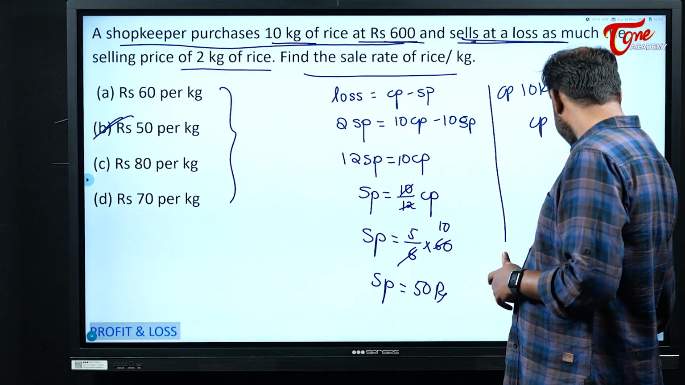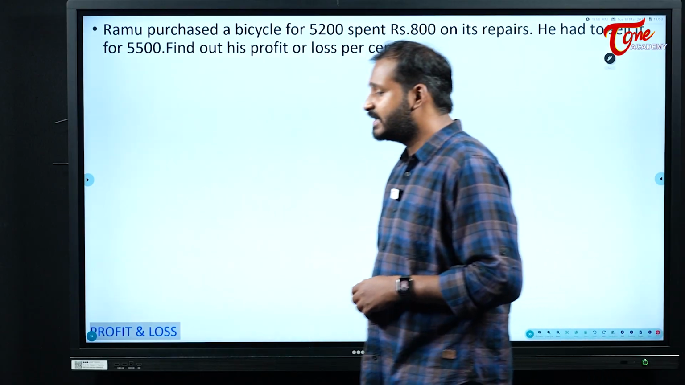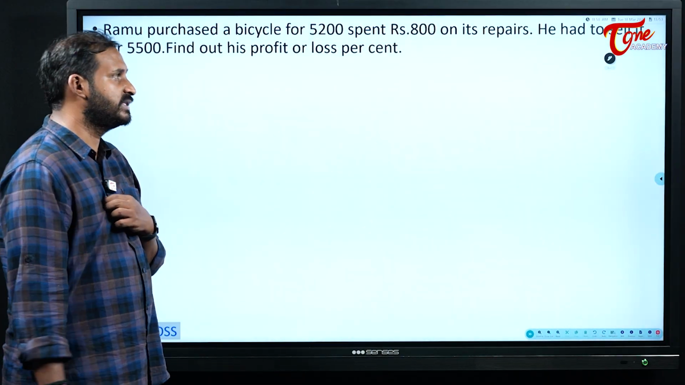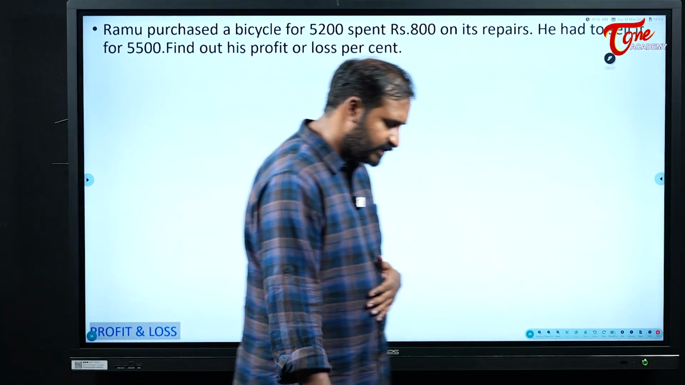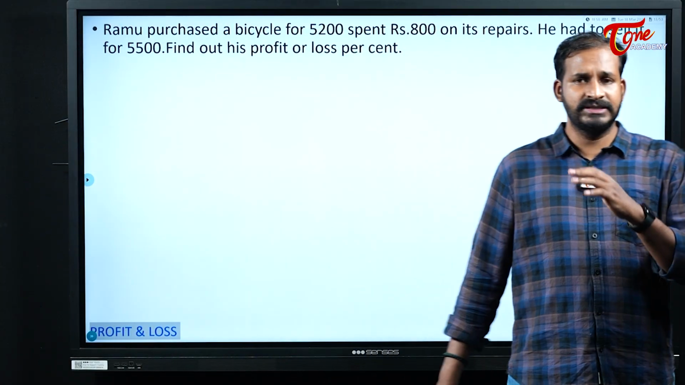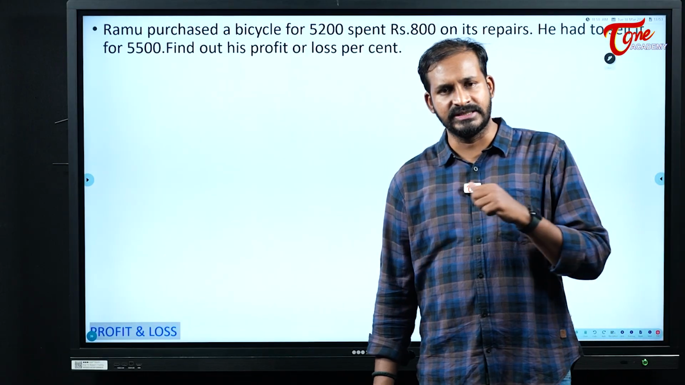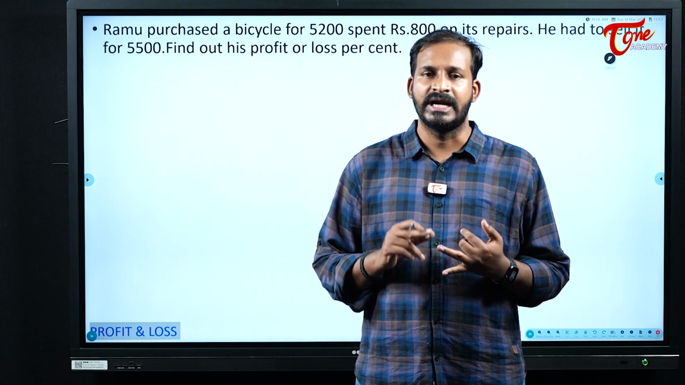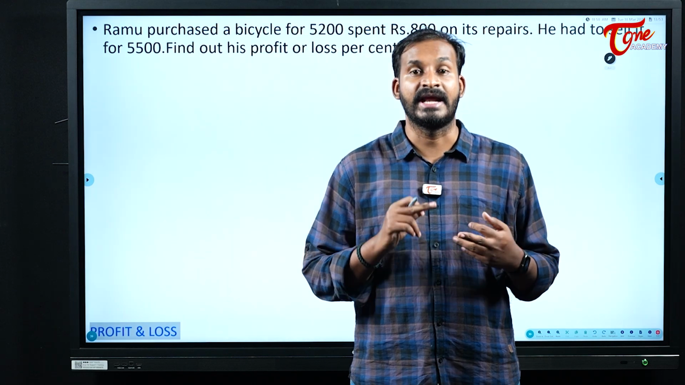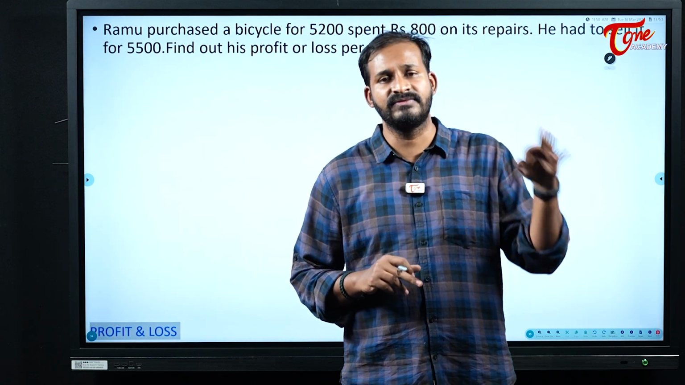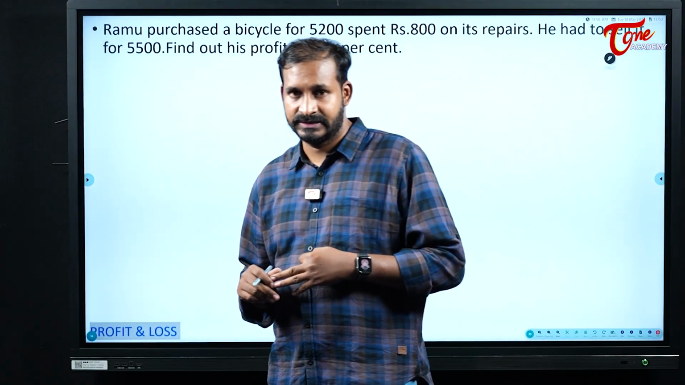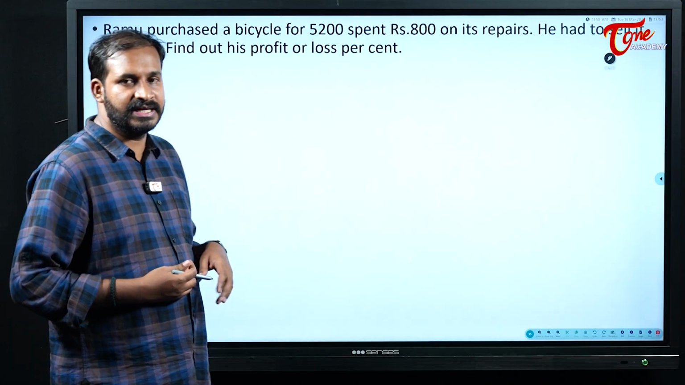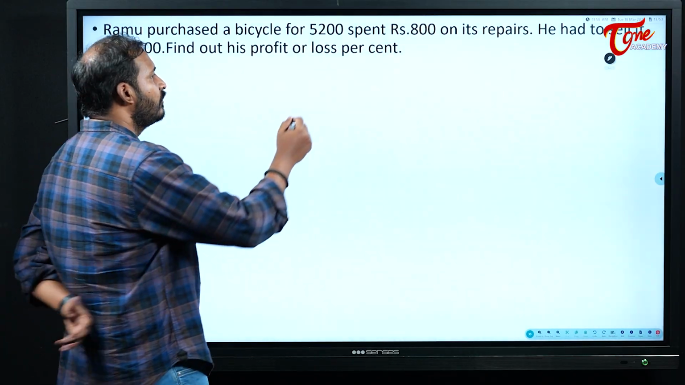Okay, next one. Ramu purchased a bicycle for 5200 and spent rupees 800 on its repairs. See here students, sometimes we will also see some other charges in this type of questions. What are those? They will say damage charges, transport charges, or handling charges. All these charges we need to add to the cost price. In this case they have given us the repairing charges, which is 800.